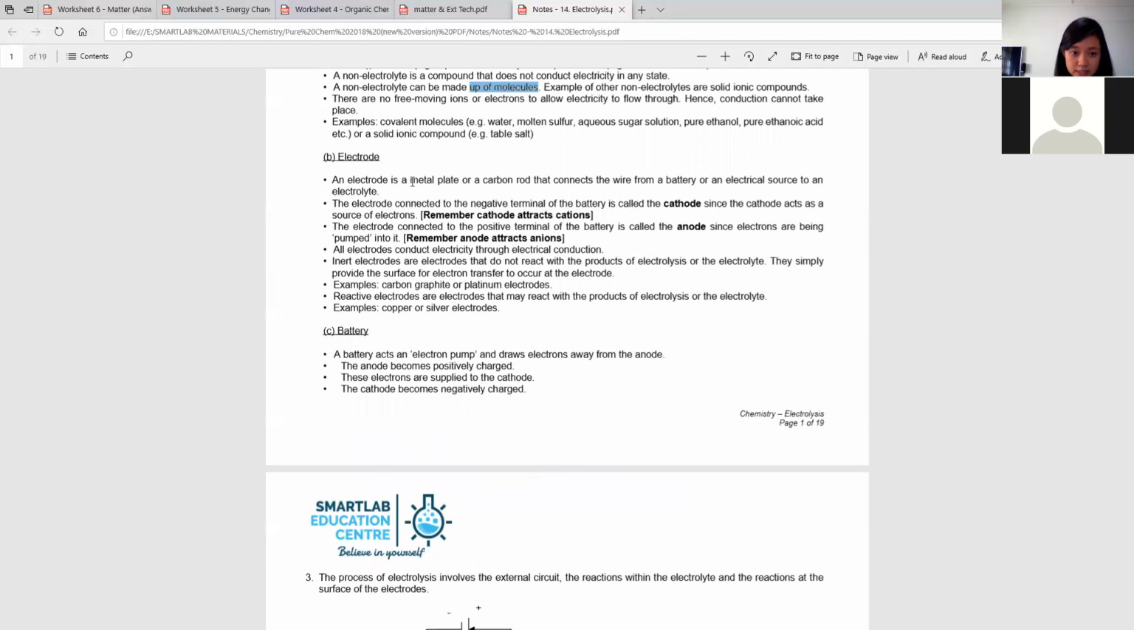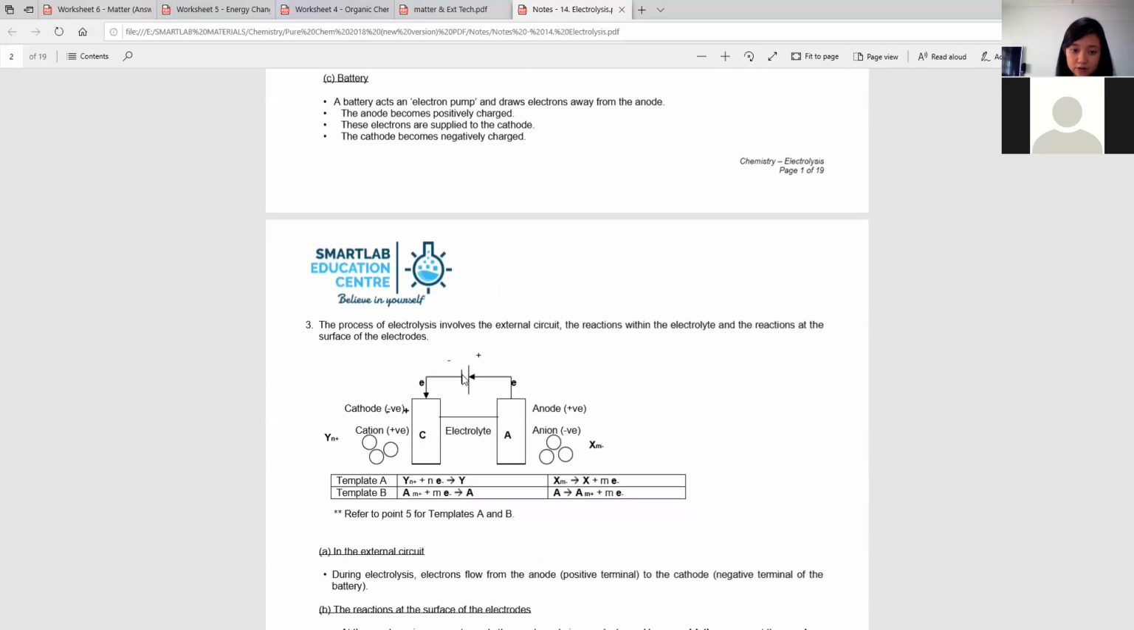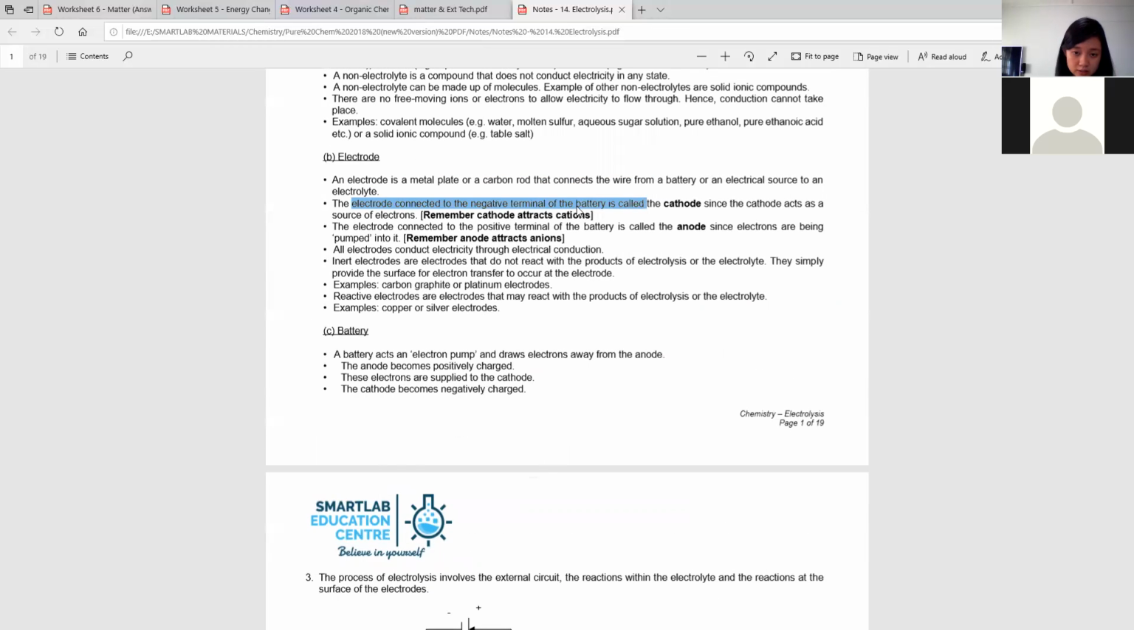Okay, so for the electrode that is connected to the negative terminal of the battery, how do you know whether it's negative? In the diagram, the shorter line is the negative. So the one that is connected to the negative side is called the cathode. Then the electrode that is connected to the positive terminal is called the anode. You have to know that cathode will be attracting cations. The C will attract the C, and the A will attract the A. Later we will take a look at what it means by attracting.